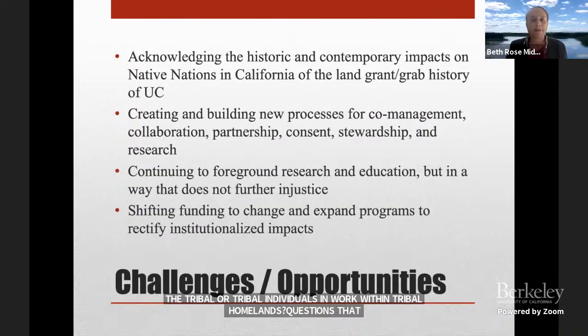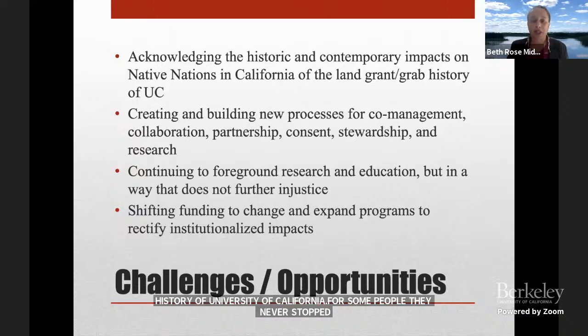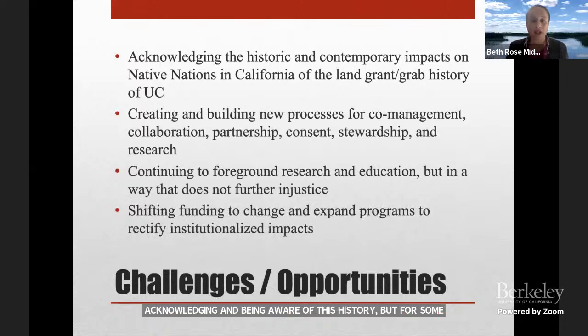So to summarize here, some of the challenges and opportunities are that we're in this challenging moment of acknowledging the historical and contemporary impacts on Native nations in California, of the land grab history of University of California. For some people, they've never stopped acknowledging and being aware of this history, but for some it is newer. So what do we do with this really heavy information?